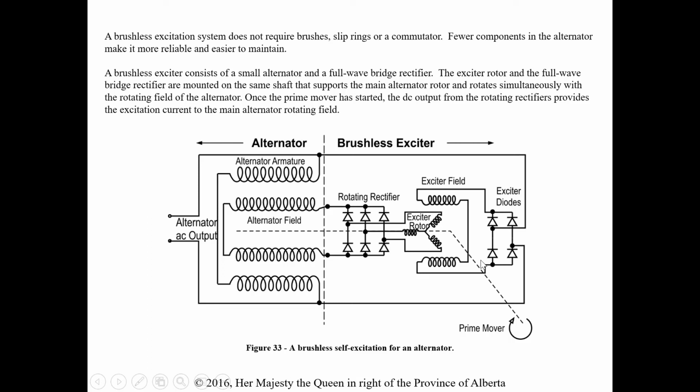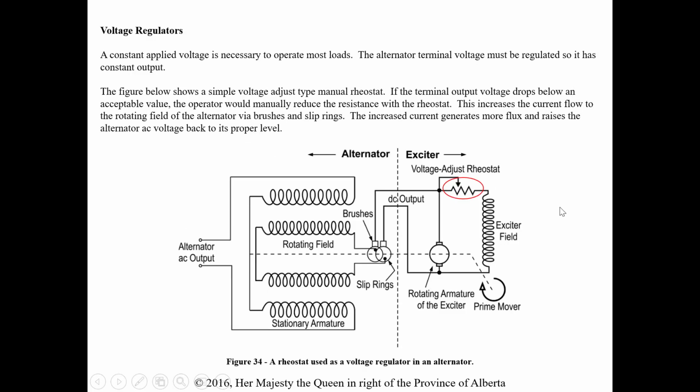So the exciter rotor and the full wave bridge rectifier are mounted on the same shaft that supports the main alternator rotor, and rotate simultaneously with the rotating field of the alternator. So it all rotates on the same shaft here. Once the prime mover is started, the DC output from the rotating rectifier provides excitation. And we do get adjustment here based on these exciter diodes.